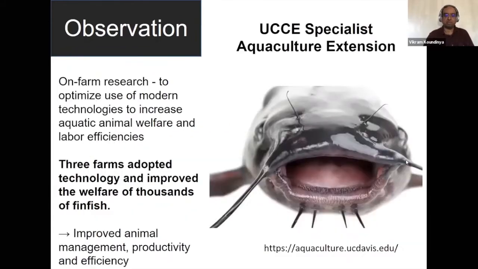Next slide, please. So I'm going to share this example from a CE specialist at Davis, Jackson Gross. This is something where he's sort of already doing it. He was on farm conducting the research. The point is to optimize the use of certain new technologies to the end of increasing aquatic animal welfare and labor efficiency. He was already engaging with these sturgeon and steelhead producers in the aquaculture industry. So he easily was able to observe 3 farms. That number might not seem big when you're thinking about farms, but it ended up improving the welfare of thousands of finfish. And again, that's contributing to improved animal management, productivity, and efficiency.